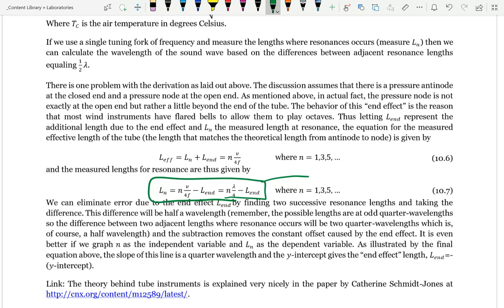Question, Max. With the meter stick, you measure from the water or from the top of the tube? From the water to the top of the tube. Wait, from the water level here to the top of the inner tube.